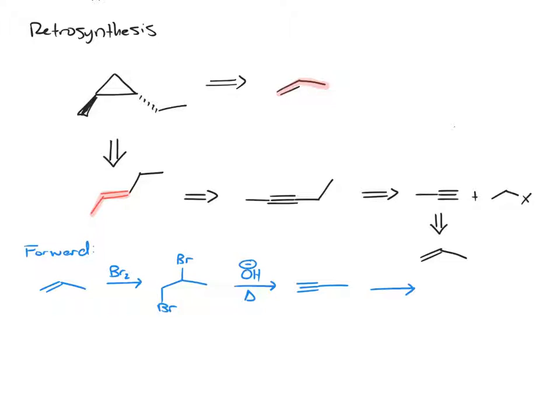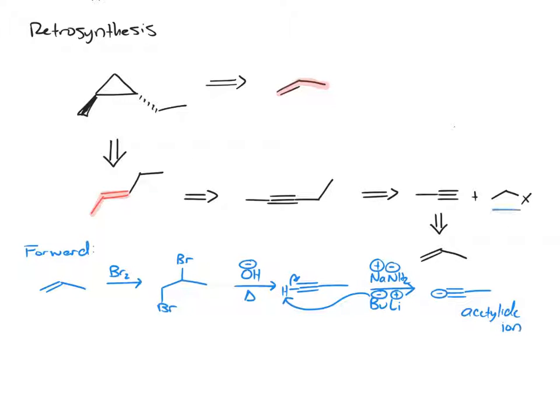From there, we can treat this with a base to form the acetylide ion. In class, we used NaNH2 as the base, where NH2 minus is our base. You could use something like butyl lithium, where we have lithium plus and butyl minus as the base. What that's doing, it's taking the proton off the terminal alkyne, to give us the acetylide ion.